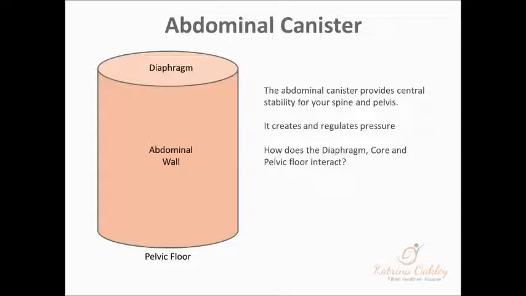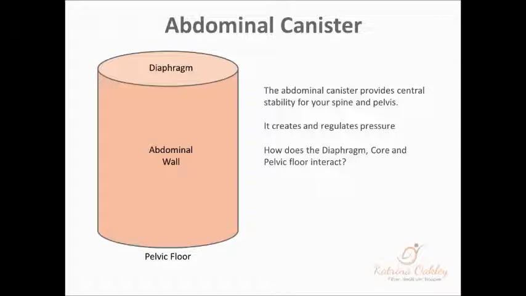We need this pressure to help support and stabilize our spine, but too much pressure can cause hernias, diastasis, and pelvic floor issues. So let's look at how this pressure system works. On our inhale, as you bring in the air, your diaphragm is going to go down, putting pressure on your abdominal wall and down into the pelvic floor. And then on the exhale, all of this is going to reverse, with your pelvic floor rising and your abdominal wall coming back in and your diaphragm going up.